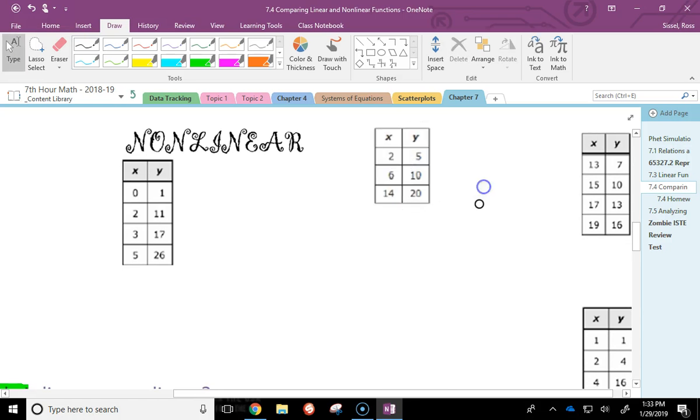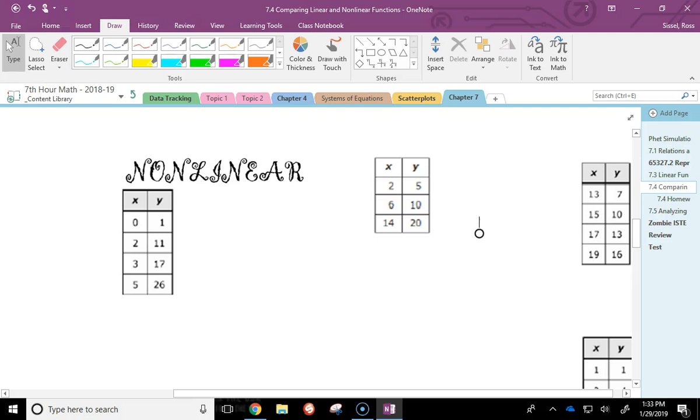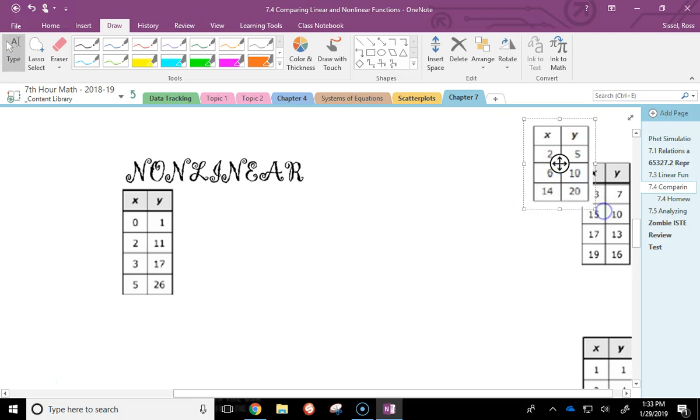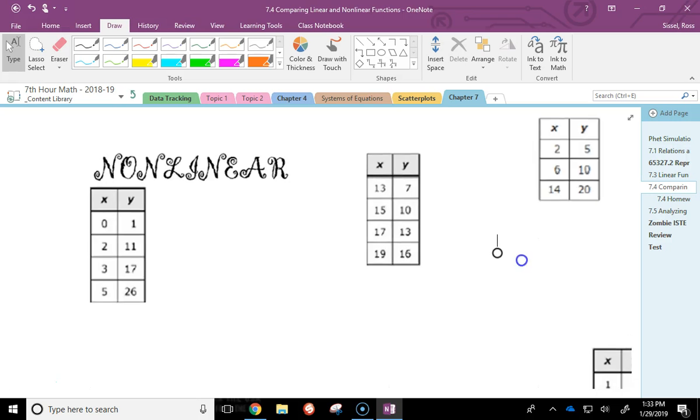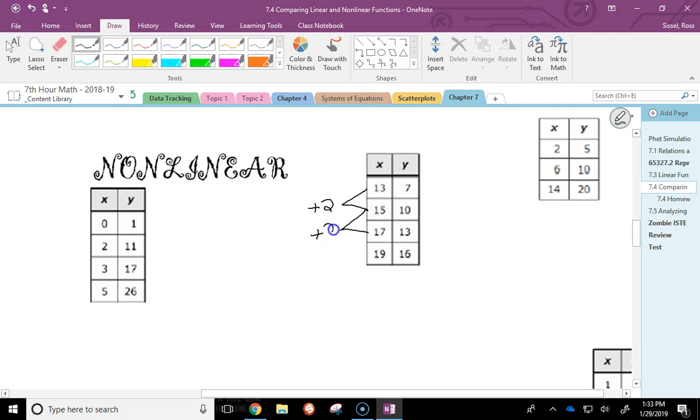If we do the same thing here, actually I want to use this one. If you get the table that says 13, 7, 15, 10, 17, 13, 19, 16, let's compare that one. I look at my x. This one from 13 to 15 went up 2. From 15 to 17, it went up 2. 17 to 19, it went up 2. This one's pretty simple. My x is staying constant, going up by 2.